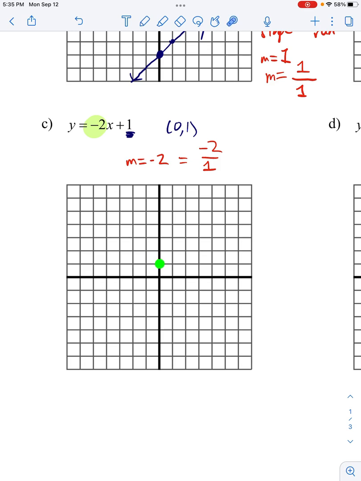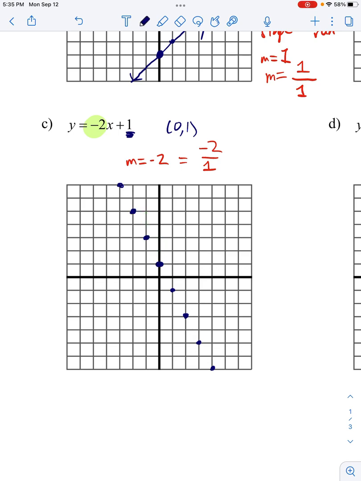So we're going to start from this point. We go over 1, x increases by 1, then y goes down 2. So I'm going to plot this point right here. Over 1, down 2, over 1, down 2, over 1, down 2. Similarly, we can backtrack: back 1, up 2, back 1, up 2. Between all my points, every time x goes to the right by 1, I go down 2.